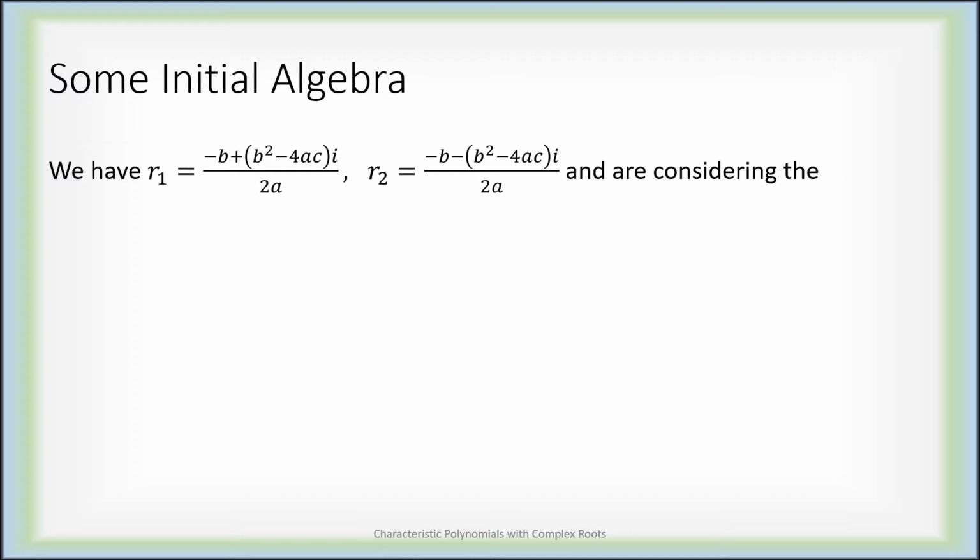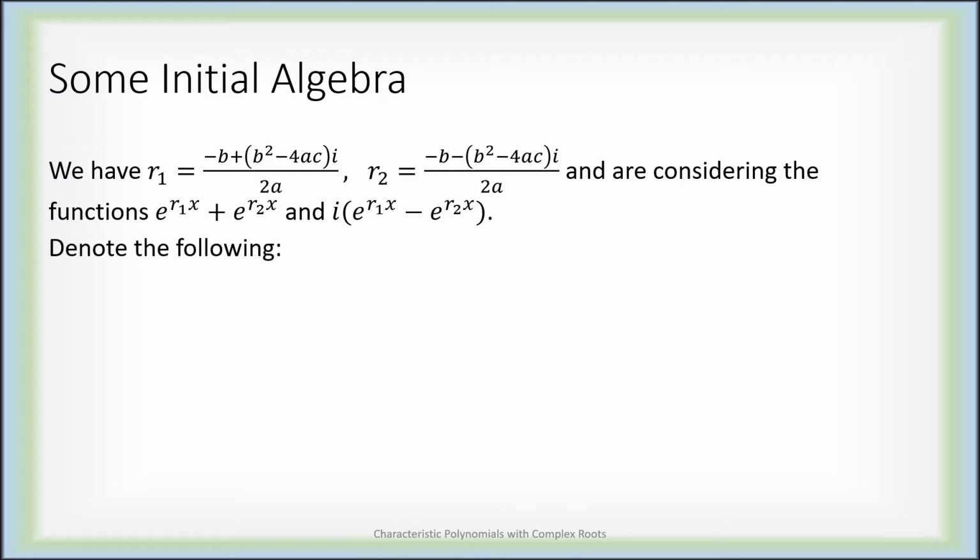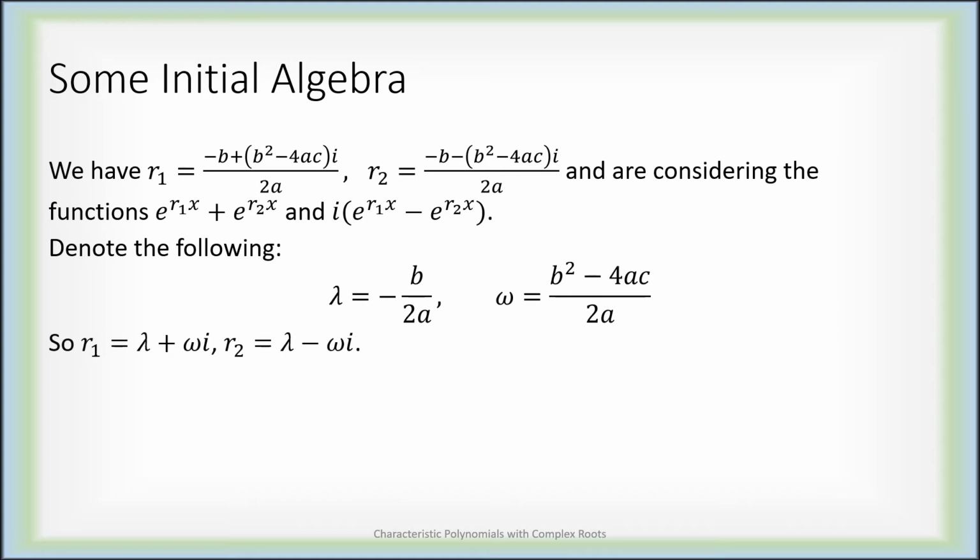So we need to do a little bit of initial algebra. Okay, r1 and r2 are given by these two expressions right here. And we are now considering e to the r1x plus e to the r2x, but also i times e to the r1x minus e to the r2x. Let's just denote the following. Lambda is negative b over 2a, and omega is the square root of b squared minus 4ac over 2a. This makes our two roots a little easier to work with, lambda plus or minus omega times i.